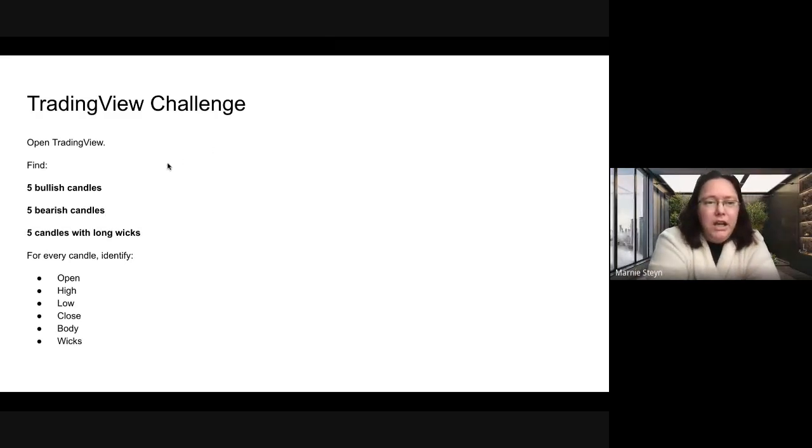So what I want you guys to do is we're going to open TradingView now, and then we're going to find 5 bullish candles, 5 bearish candles, and then we're going to look at 5 candles with long wicks and small wicks, and we're going to look towards price telling us a story. Now, we're going to be opening up the 4-hour chart tonight because I think it's important for us to understand the story, to understand what we are looking at and why there are specific things in the market.